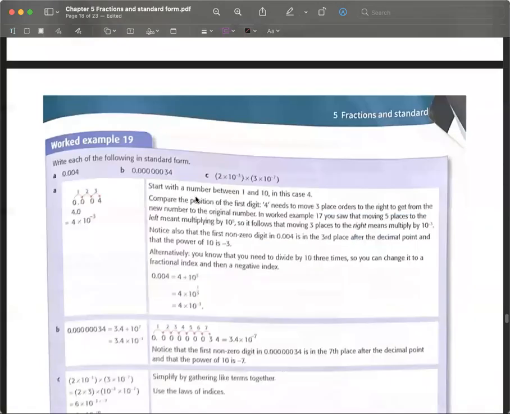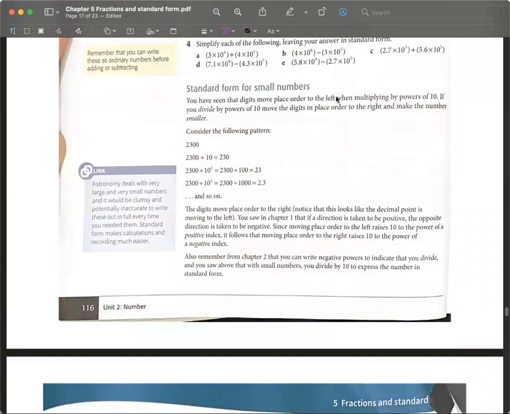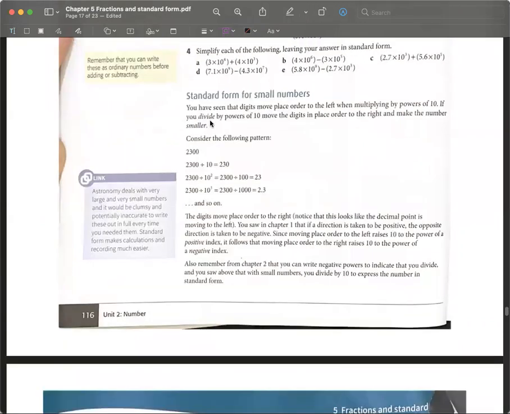So this one is 5.13, where we have to do standard form for smaller numbers. It means all these numbers are lesser than 1. Previously, we did all of this larger than 1, larger than 10. So we need to multiply by 10 to the power of a positive number. So if you want to do a standard form for smaller numbers, technically it's a division.